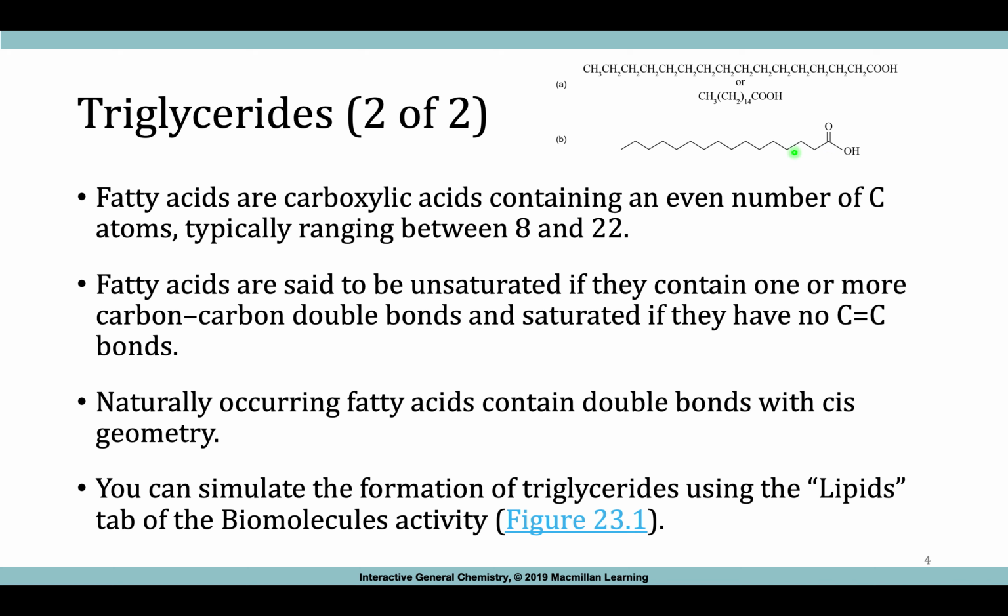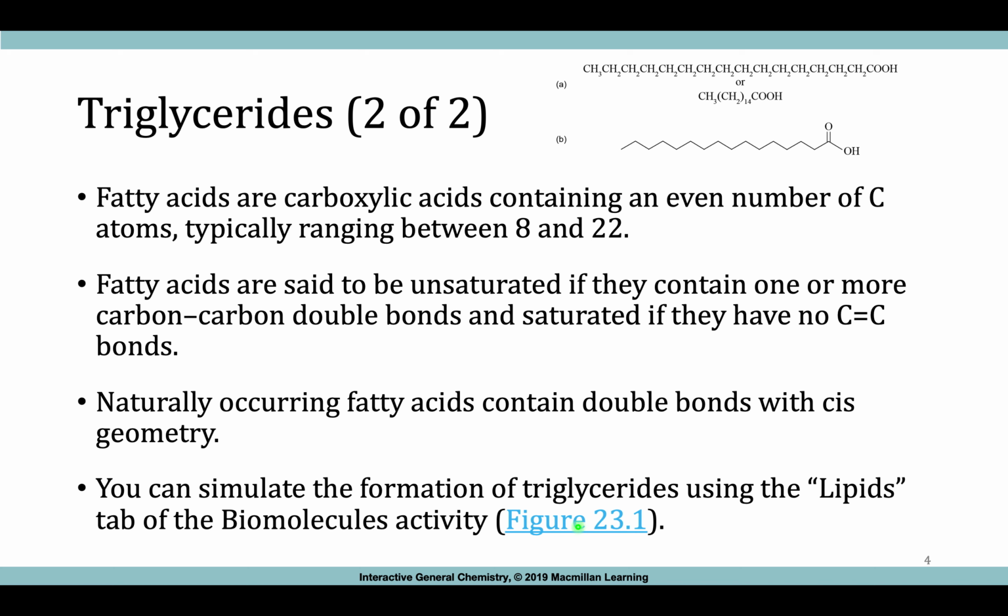There's no double or triple bonds. So this would be a saturated fatty acid. And if it has any amount of double bonds, it would be an unsaturated fatty acid. And the double bonds that naturally occur in fatty acids are the cis variety, not trans. There are a small amount of naturally found fatty acids that are trans, but they're very rare. It's very uncommon to find, and if you do, there's very few of the trans bonds found.